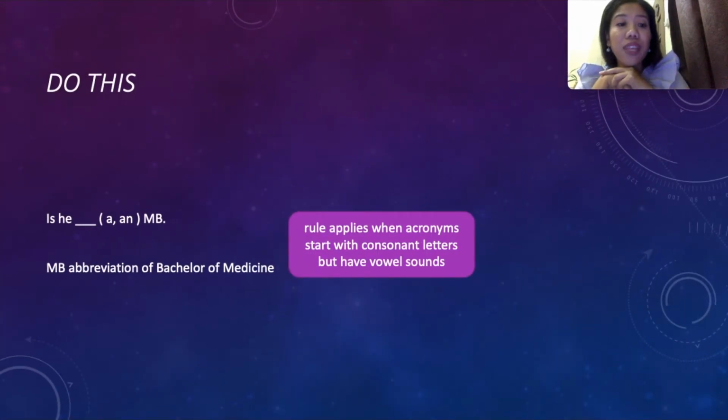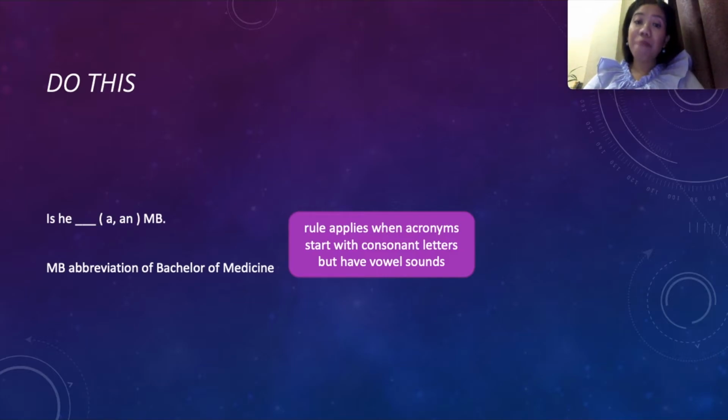Now you can do this. Is he blank MB? A, an? Rules apply when an acronym starts with consonant letters but has vowel sounds. So MB is an abbreviation of Bachelor of Medicine. I hope you were able to answer. Let's answer it now.